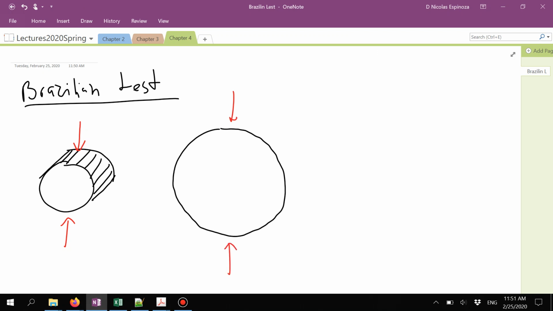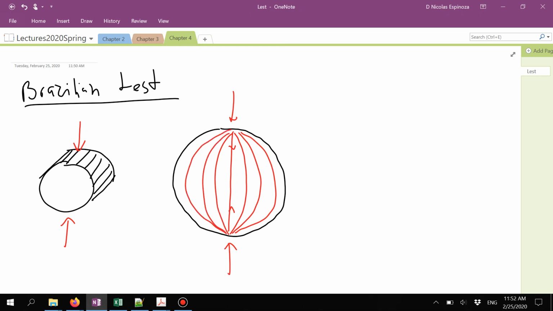non-uniformly. The compression, as you may expect, is going to travel from the top to the bottom, right? But it's not going to follow a straight path. From top to bottom, in the middle, it is going to follow a straight path. But the compression stresses are going to bend in order to take advantage of that surface and that volume of rock. So all of this is going to be compression.